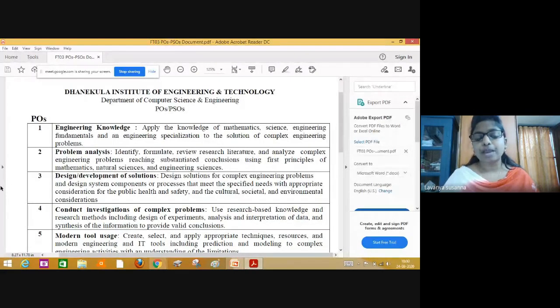So I have mapped this CO1 to the PO3. PO3 is design or development of the solution. As the solutions have to be developed for the complex problem, I have mapped CO1 to PO1. PO1 is engineering knowledge, PO2 is problem analysis, and PO3 is design or developing the solutions.